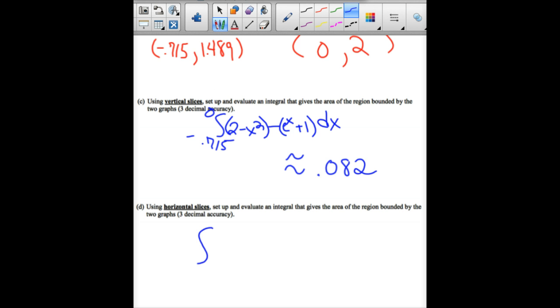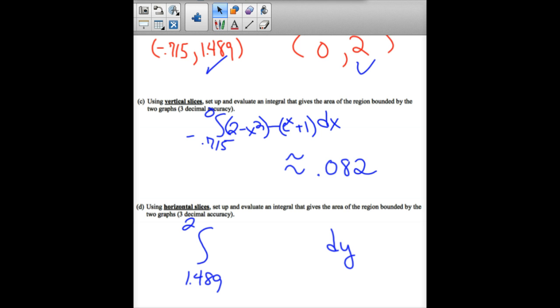I'm now going to integrate up the y-axis. So from 1.489 up to 2. It's a dy problem. Here's the problem. Those aren't y functions, they're x. So we need to go mess around with them. So let's go do that.